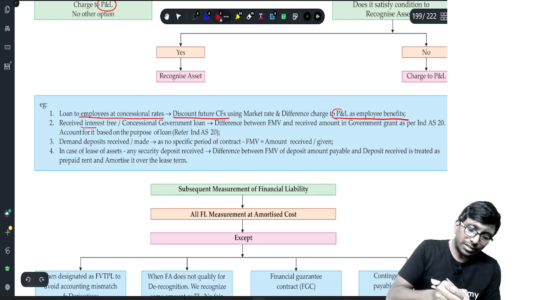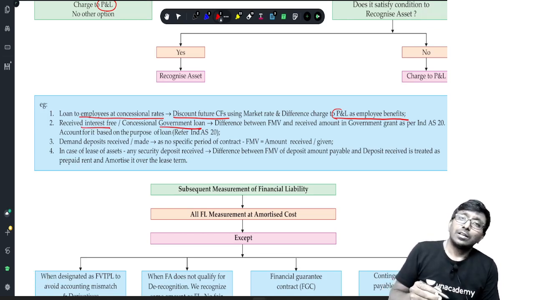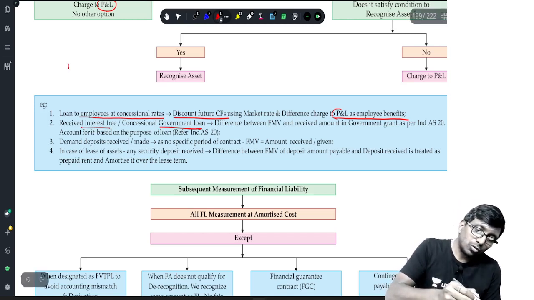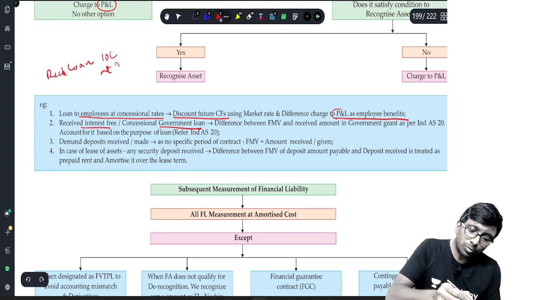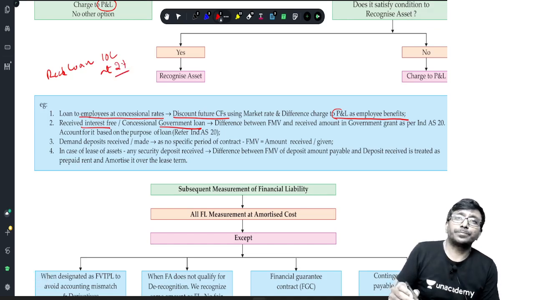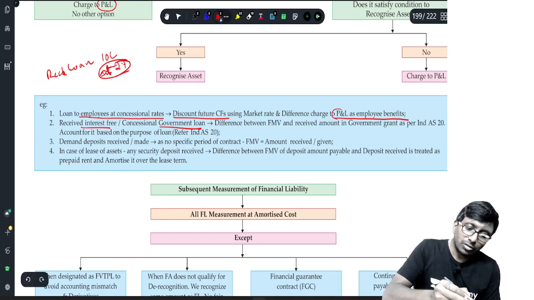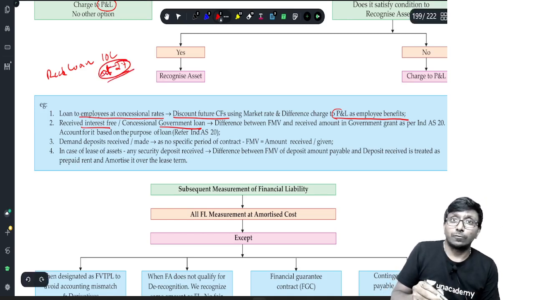Right. Received interest free or concessional government loan. That is a government grant. Now you got a government loan. We received a loan of 10 lakh rupees at 2% or 0% interest. The government gave me the loan. Excellent. The government gave me a loan at 2%.